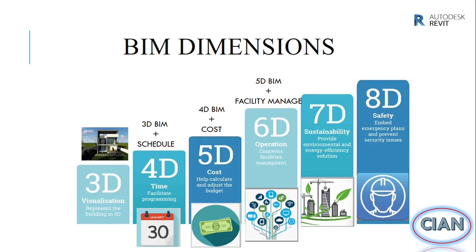BIM dimensions give you a better understanding of your construction project and the process of linking additional dimensions of data to your building model. In this section, we will explore the different BIM dimensions, namely 2D, 3D, 4D, 5D, 6D, 7D and 8D. Let us see what the 2D BIM dimension is.